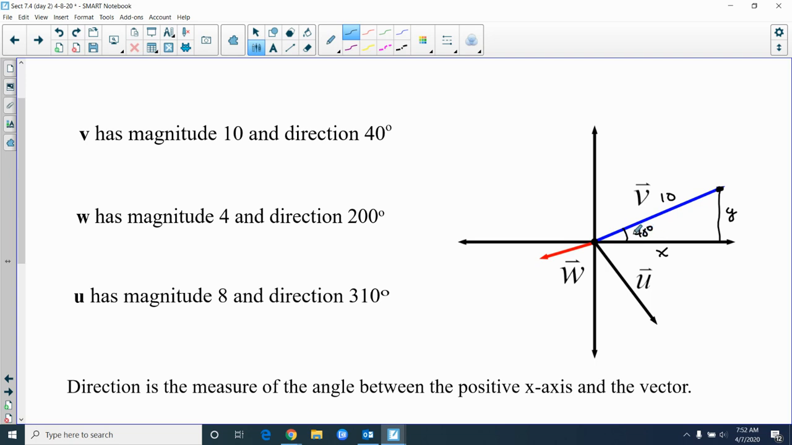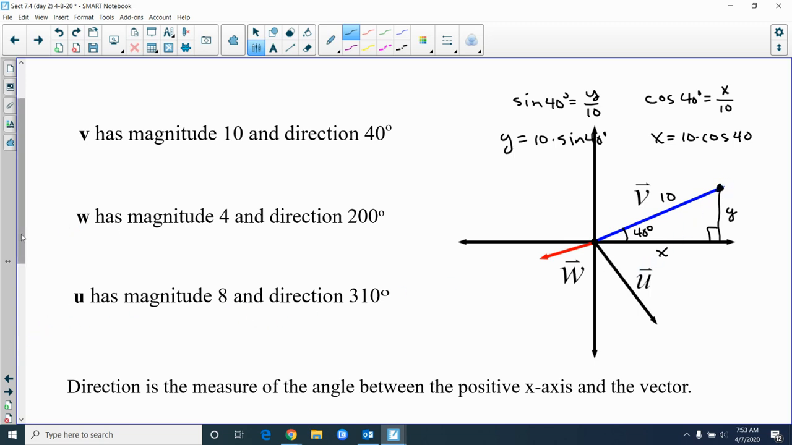Well, think about this. This is a right triangle. I know the sine of 40 degrees is equal to y over 10. And I know the cosine of 40 degrees is equal to adjacent over hypotenuse, which is x over 10, which means my y value is going to be 10 times the sine of 40, and my x value is going to be 10 times the cosine of 40. That's how we can figure out the coordinates of those points.